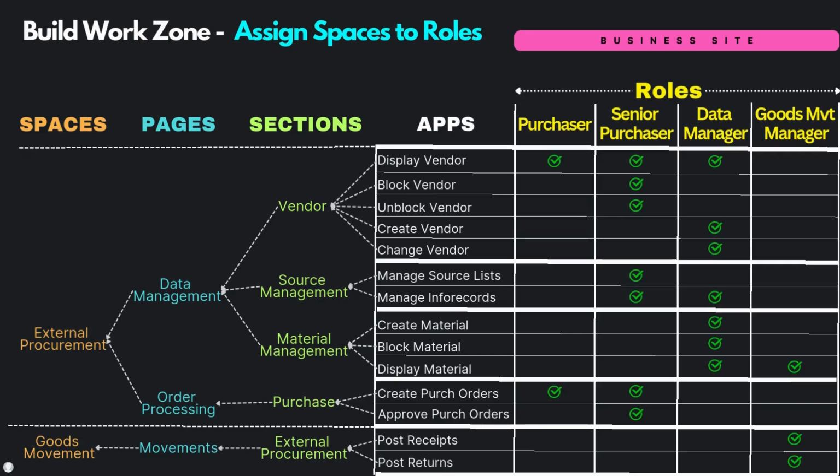Let's just quickly have a look at our target picture. If you see here carefully, you notice that the senior purchaser role needs access only to those particular applications that are effectively in the external procurement space. All right. So this means that the only space that we are going to assign to the senior purchaser role is the external procurement.